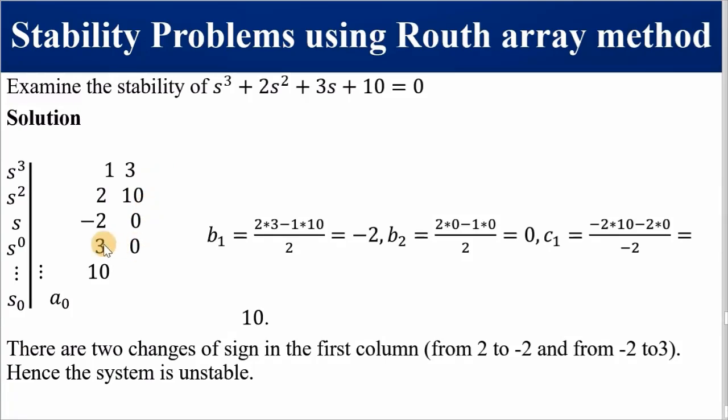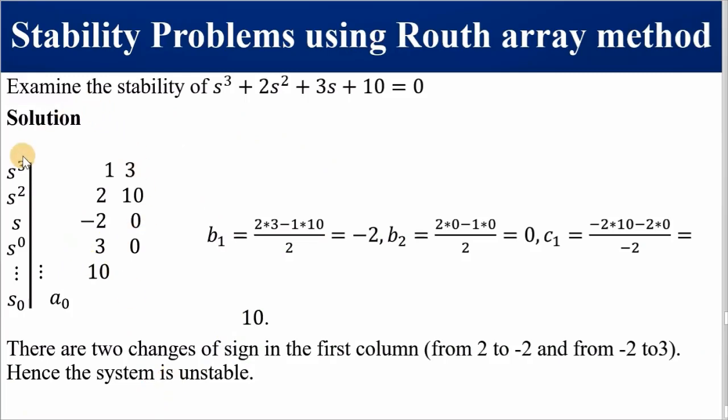How do you calculate C1? C1 is equal to minus 2 times 10 minus 2 times 0, divided by minus 2. It's going to give you a 10. So we are done, but please take note that there is a change of sign there. It means that there is a pole located on the right half of the S plane. So we are saying there are 2 changes of sign in the first column: from 2 to minus 2, and from minus 2 to 3. Hence we say the system is unstable.